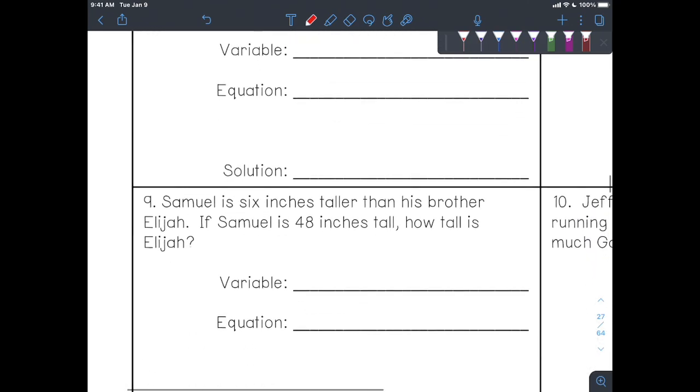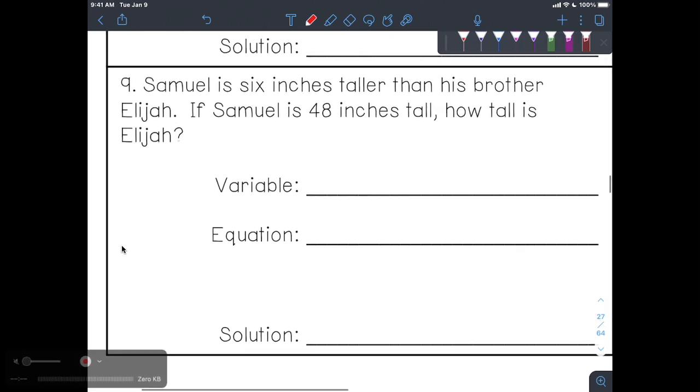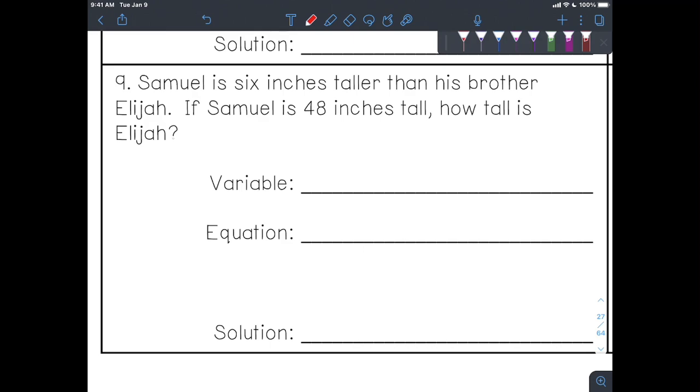All right, so here we go. Make sure that is the correct problem. Yes, okay. So, Samuel is 6 inches taller than his brother Elijah. So, if Samuel is 48 inches tall, how tall is Elijah? So, my variable is Elijah's height. But I'm going to show you what we talked about before, which I call translating.